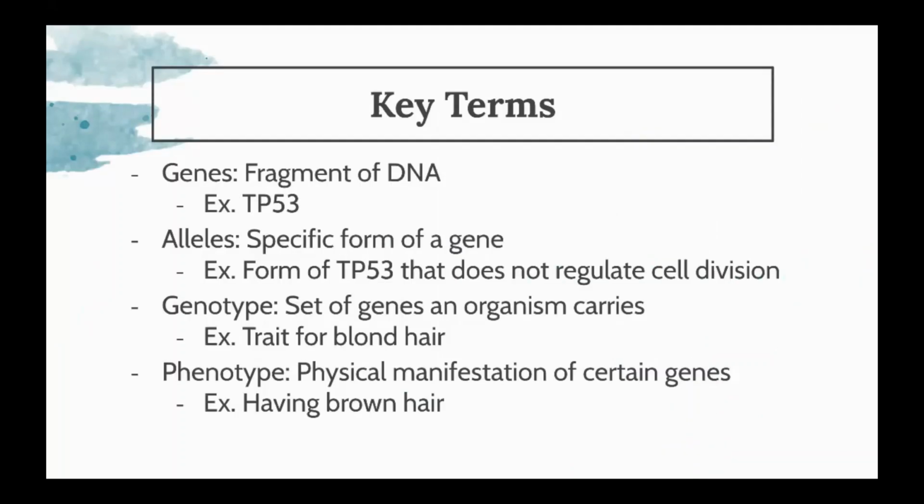So some key terms about heredity. Genes are fragments of DNA, and alleles are the specific forms of a gene. This should be review, by the way, for most people. The genotype is the set of genes an organism carries. For example, you could have a trait for blonde hair or a trait for brown hair. So genotypes are generally all traits. But a phenotype is what you actually see, how that gene is expressed. So having a trait for brown hair does not necessarily mean you will have brown hair. But in your phenotype, if you have brown hair, you literally have brown hair.